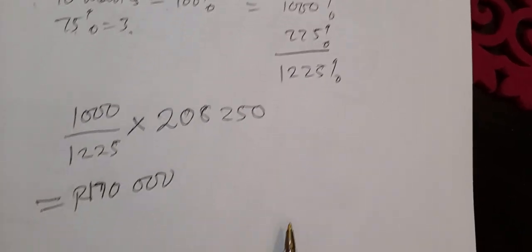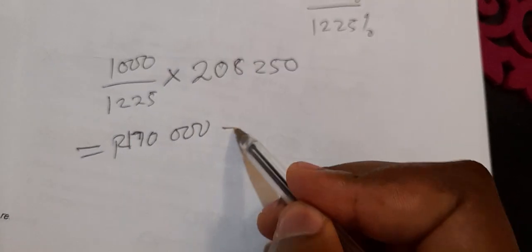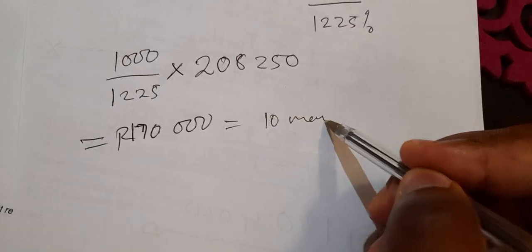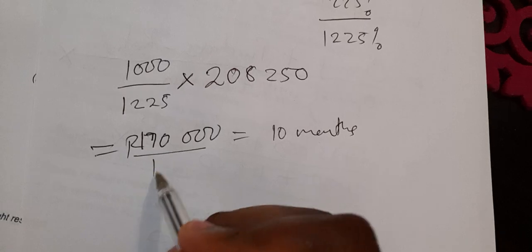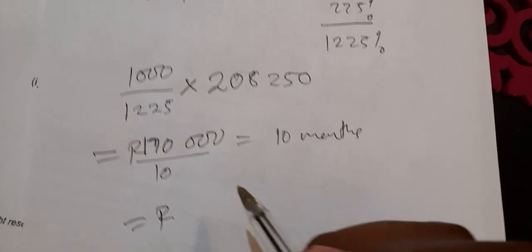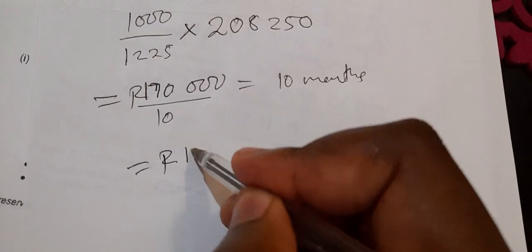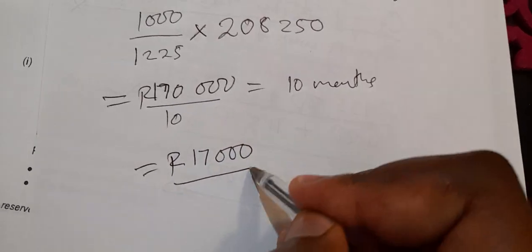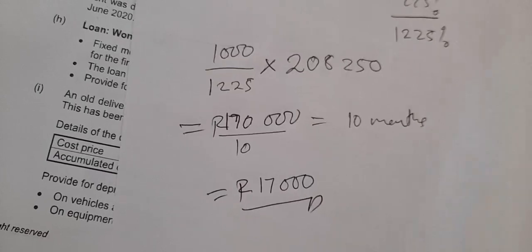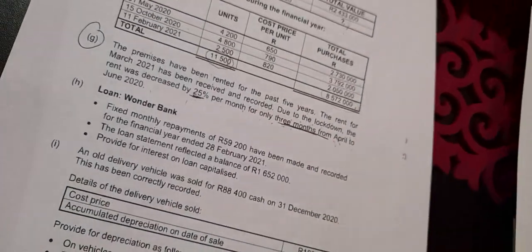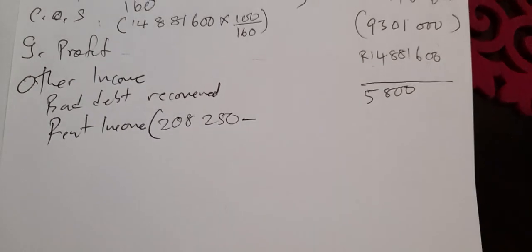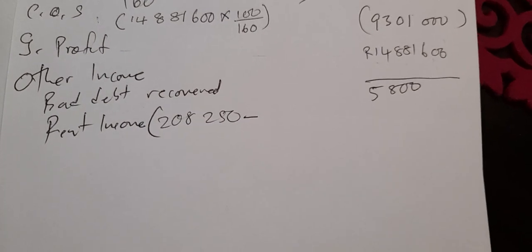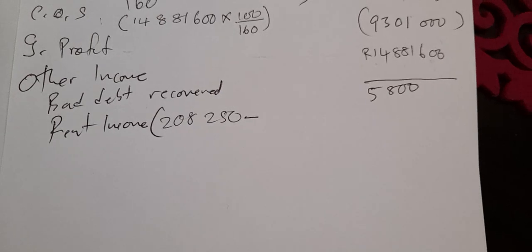Okay. So I'm adjusting. So this one is equivalent to 10 months without the decrease. So I can simply divide this amount by 10. Then the monthly rent would be 17,000. So I go back to the income statement and adjust this balance. So remember, it's received. We have received the rent in advance. So that rent in advance is for March.